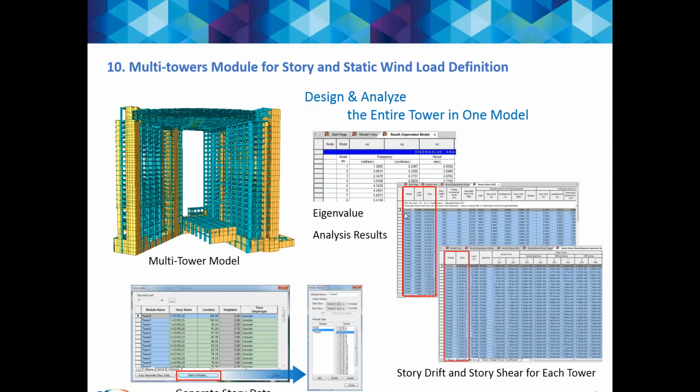That means we can see the story drift, for example, for each of the towers separately. So when you work with a multi-tower building like this picture, this function will be very useful. You do not need to differentiate their global level coordinates. You can just make it as it is and then define their region, and then the tower data like the wind load and seismic load can be automatically calculated.